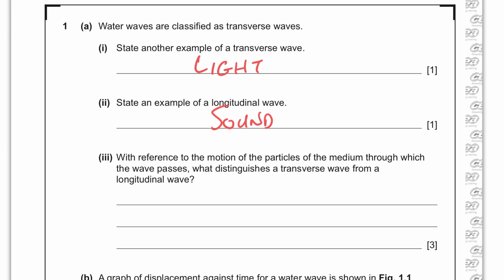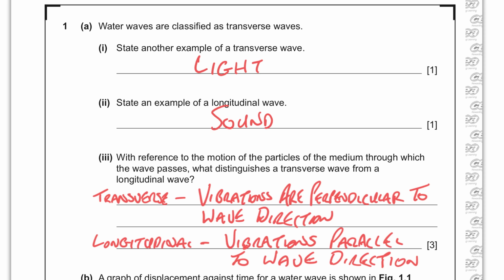Part 3 then, with reference to the motion of the particles of the medium through which the wave passes, what distinguishes a transverse wave from a longitudinal wave? Okay, so when you're answering these questions, you've always got particle vibration direction, wave propagation direction, and an angle between them. So in transverse waves, we've got vibrations that are perpendicular to the wave direction, and in longitudinal, we have vibrations that are parallel to the wave direction. Something along those lines.